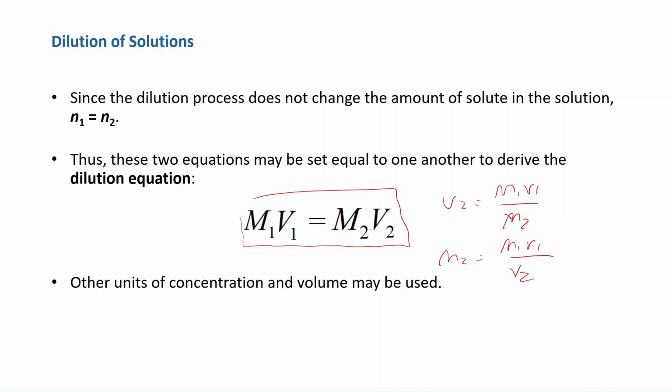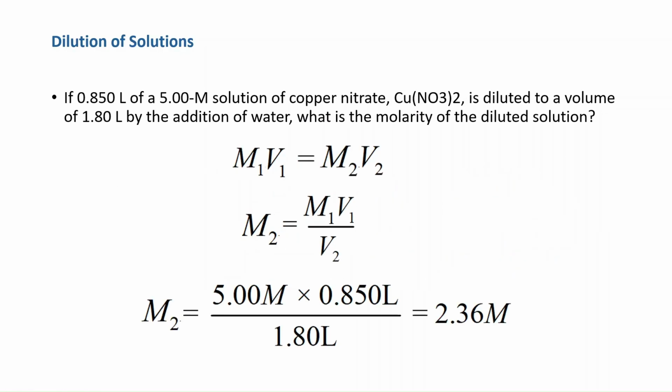You don't have to use molarity. You can use other units if you want to, as long as you're consistent and use the same ones on both sides. Okay? So let's look at an example. You have this volume of this concentration of copper nitrate. I'm going to dilute it to this new volume. So what is the new concentration?